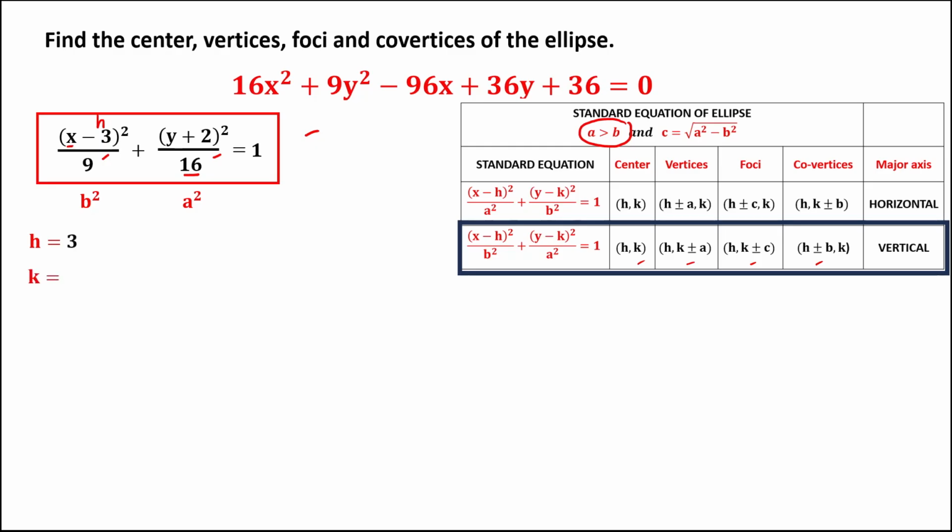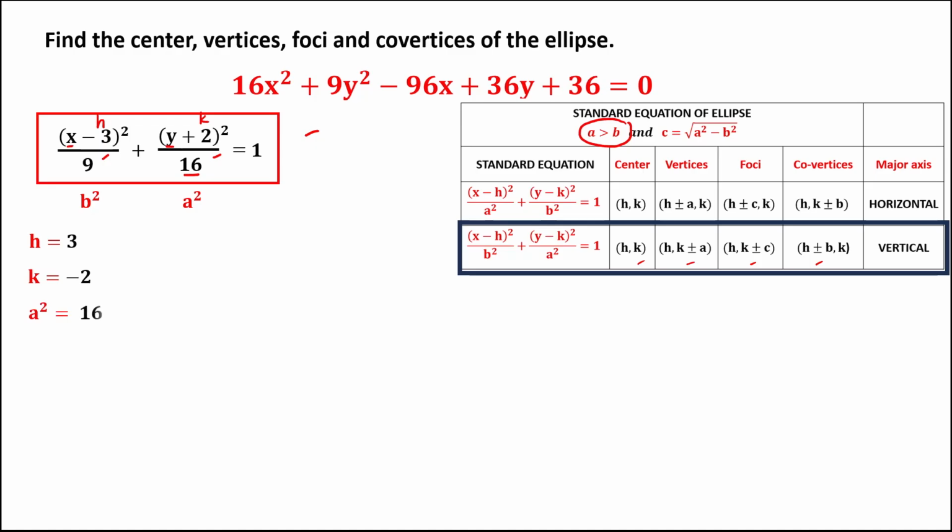Then to solve for k, from y, since this one is y, this is now the value for k. And again, take the opposite sign. So since it is positive 2, k is negative 2.